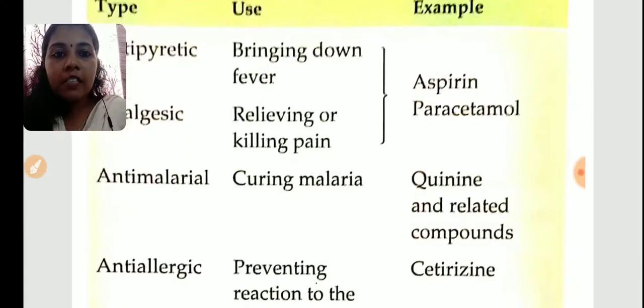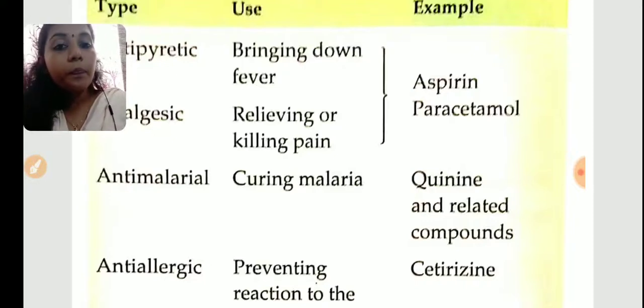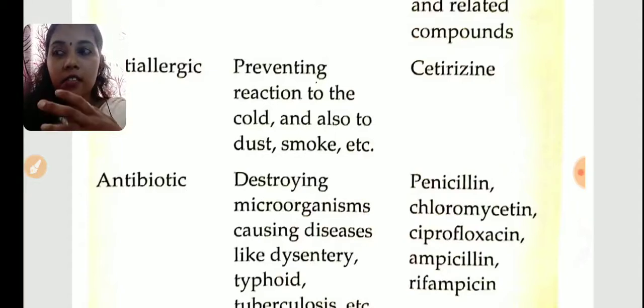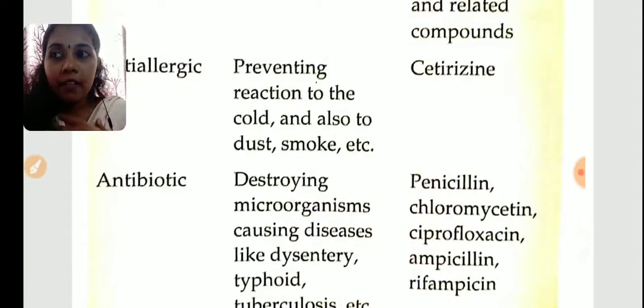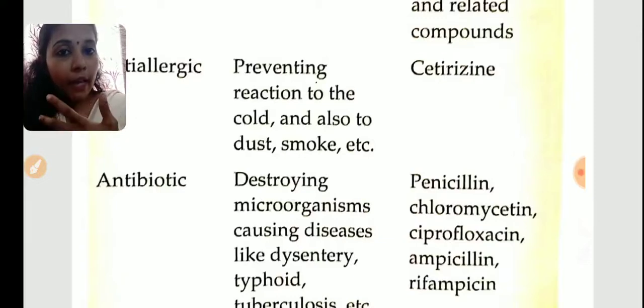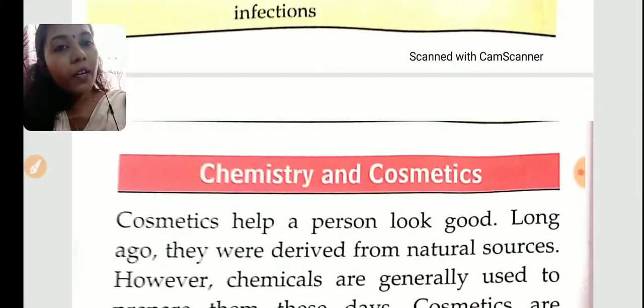Okay. Then anti-malarial. What is malaria? To remove malaria fever, which medicine will we use? We will use anti-malarial medicine. Then anti-allergic medicine. What is anti-allergic? To avoid allergy, we will use anti-allergic medicine like cetirizine. Then antibiotic means we have some common diseases like typhoid, diarrhea, dysentery, jaundice, etc. The doctor will prescribe you some tablets. Those tablets are antibiotics.